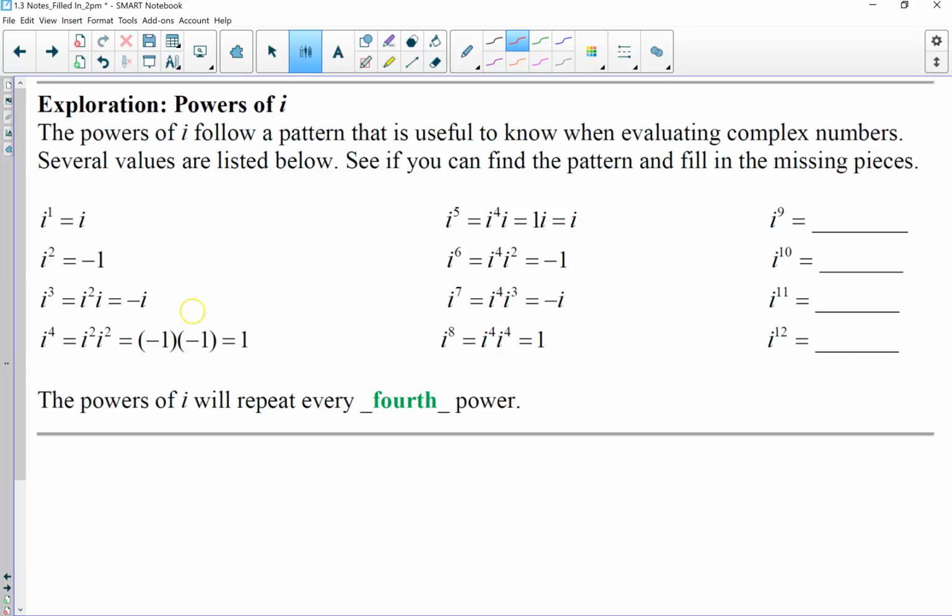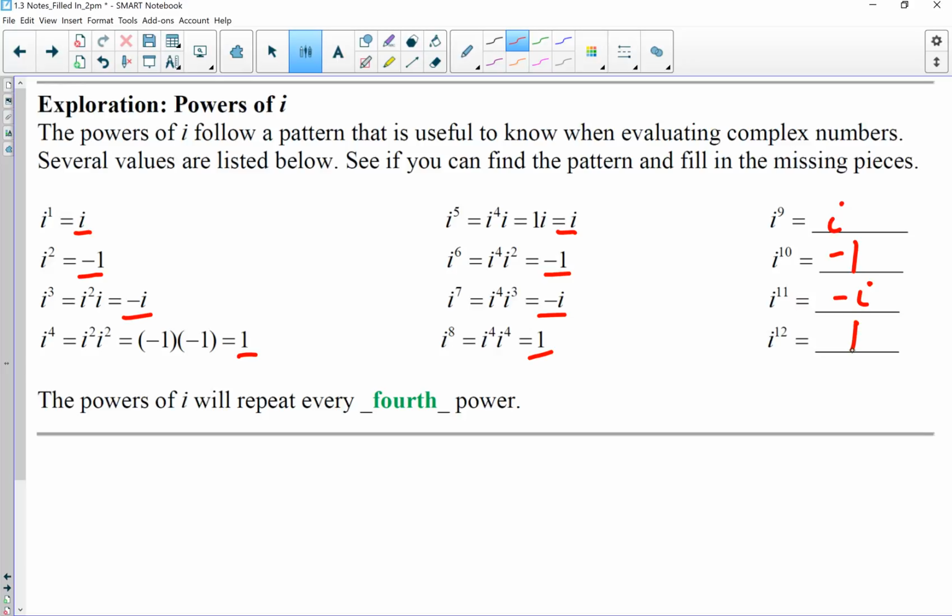What's really interesting is that we essentially cycle through the same 4 values. I'm going to have an i, then a -1, then a negative i, then a 1. When I go into powers 5, 6, 7, 8, it's the same pattern: i, -1, negative i, 1. Then if I went to the next 4 powers, it would follow the same pattern. i to the 9th is i, i to the 10th is -1, i to the 11th is negative i, and i to the 12th would be 1. So we're always cycling through those same 4 options.